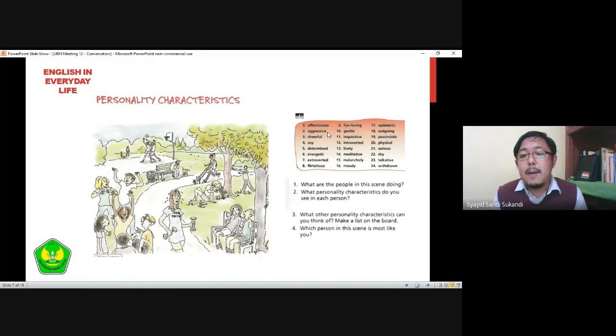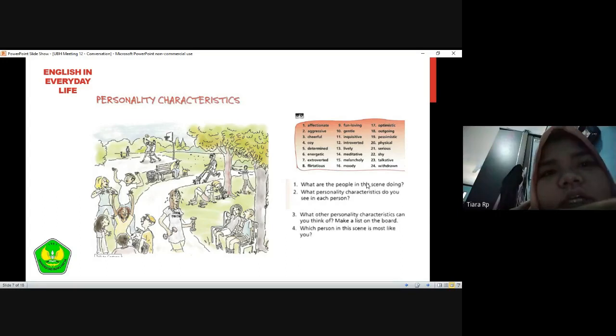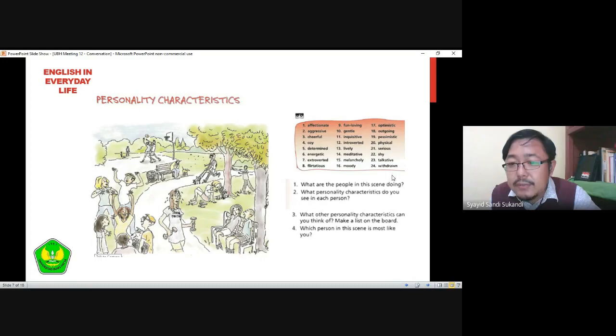That's aggressive. But if you say aggressive relationship, that could mean negative. It means that one partner is aggressive and wants to dominate the other. Ingin mendominasi, that's aggressive. All right. Is there anything else? Ada lagi kata yang nggak tahu? Number 24. Withdrawn. Ini ada di ATM ini.